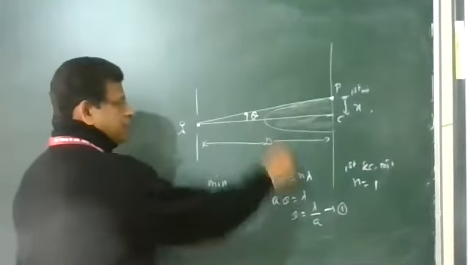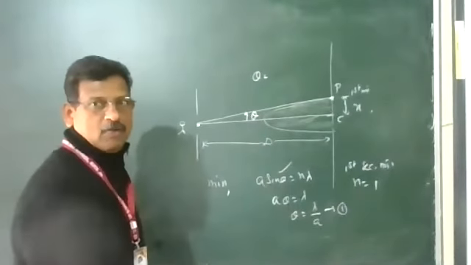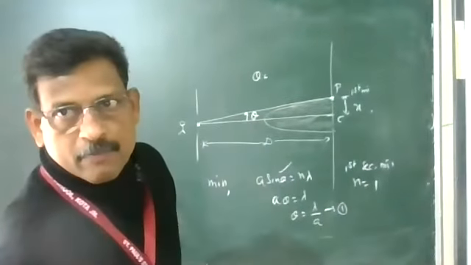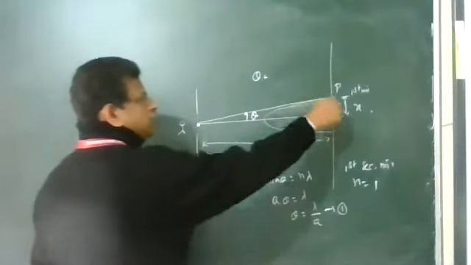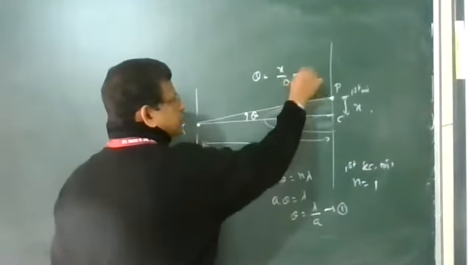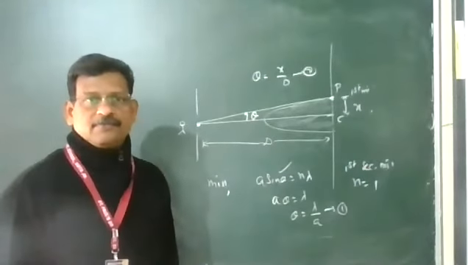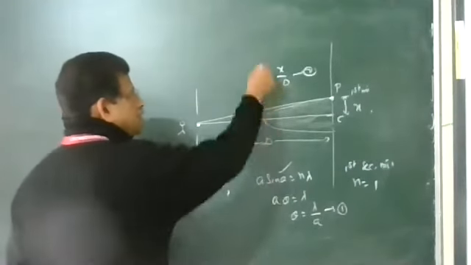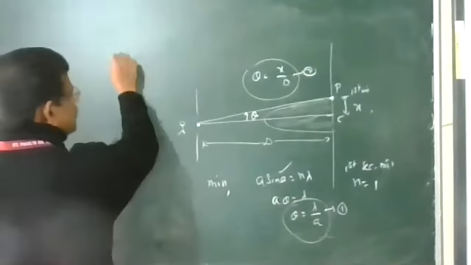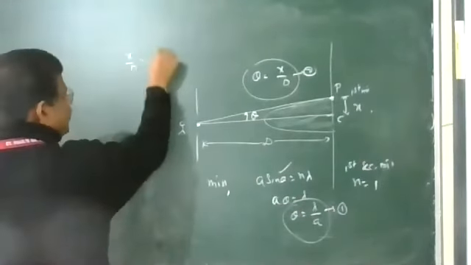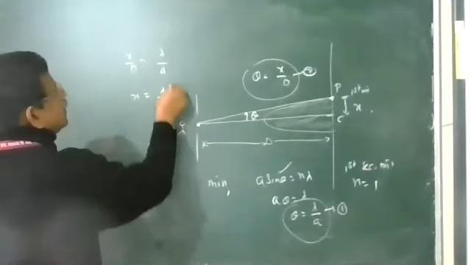But from the geometry, theta can also be calculated from the equation: for small theta, tan theta equal to x upon D. Tan theta is very small, so tan theta can be taken as theta. So theta equal to x by D, and theta is equal to lambda by a. Meaning that x by D is equal to lambda by a. So x is equal to lambda by a into capital D.